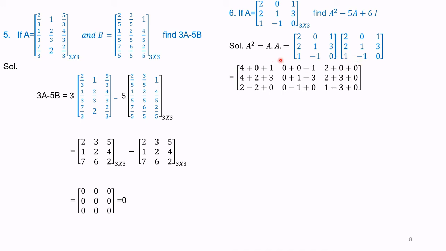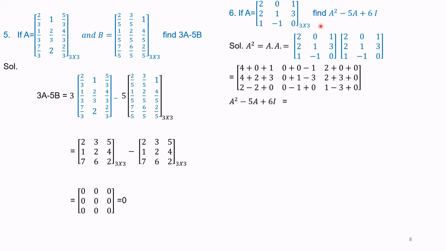Then the final row, that is the third row. 1 into 2 is 2, minus 1 into 2 is minus 2, 0 into 1 is 0. So it is written here. Next element, third row, second column. 1 into 0 is 0, minus 1 into 1 is minus 1, and 0 into minus 1 is 0. Then third row, third column. 1 into 1 is 1, minus 1 into 3 is minus 3, 0 into 0 is 0. Therefore, we have found A square.